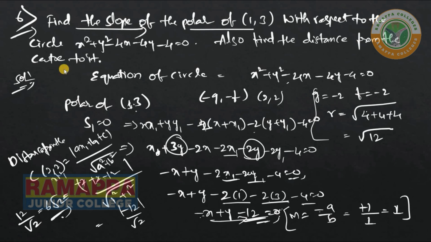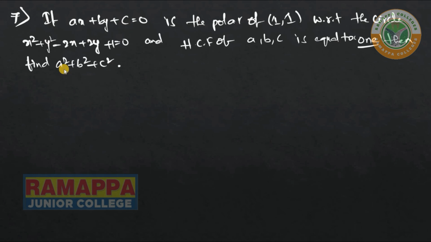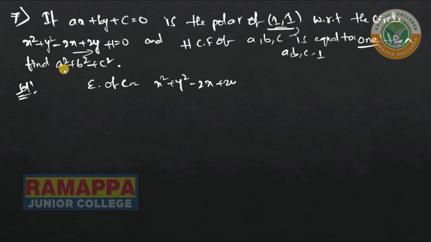Now seventh one here. So the seventh question is given: if ax plus by plus c is equal to 0 is the polar of 1 comma 1 with respect to the given circle, and HCF of a, b, c is equal to 1, then find a square plus b square plus c square is equal to how much. So solution here: the equation of circle is given that x square plus y square minus 2x plus 2y plus 1 is equal to 0.